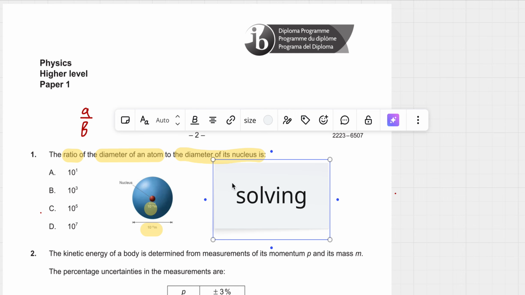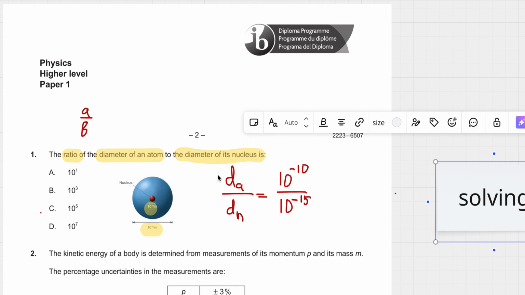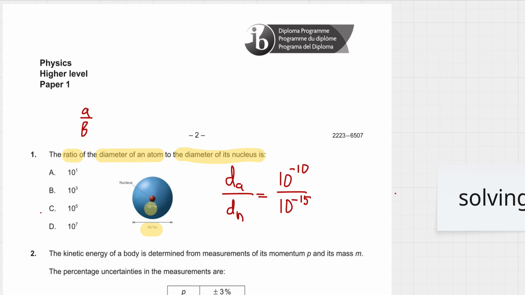So how do we solve it? We just put the ratio of the diameter of the atom over the diameter of the nucleus. So what do we have here? We know that the diameter of the atom is 10 to the power of minus 10 meters. We can add meters here if we need it. And over 10 to the power of minus 15 meters. So meters and meters cancel out. And based on fractions, the power is minus 10 minus minus 15, and it will be 10 to the power of 5.